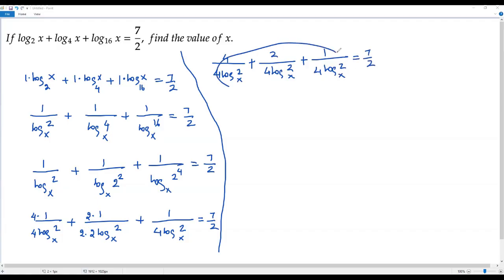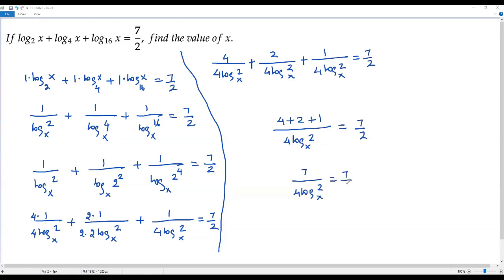Now for all three fractions, we have the same denominator, that is 4 times log 2 to the base x. Now we can take this 4 times log 2 to the base x as a common denominator, and we can add the numerators 4, 2, and 1. So let me add them. There is 4 positive 2 positive 1, over 4 times log 2 to the base x equals 7 over 2. When I add 4, 2, and 1 in the numerator, I'm getting 7 over 4 times log 2 to the base x equals 7 over 2.